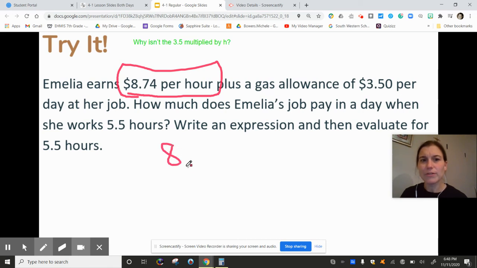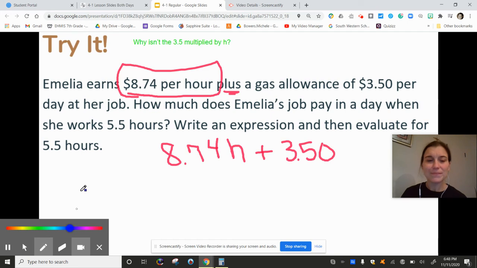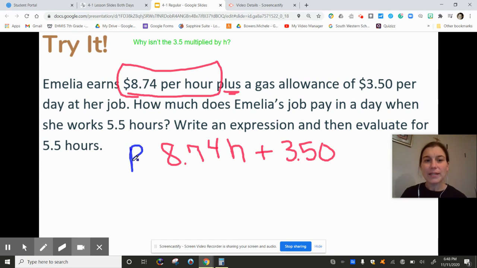So that's $8.74 per hour means times hours. That's it. It's that easy. Plus, see, plus symbol. That's it. $3.50 per day. Well, it's only one day, so it's $3.50 times 1. So there's $3.50. And that's it. That's how much, this is her expression for how much she earns each day. It's that simple. So now I've written the expression.